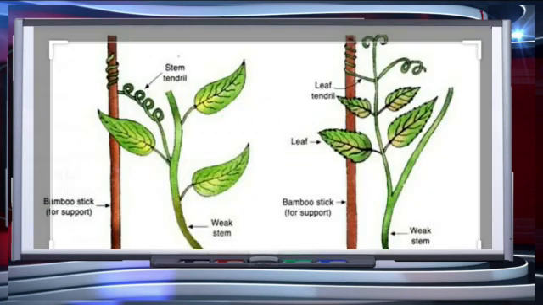This slide shows an example of thigmotropism. When any part of the plant comes in contact with any physical object, it starts growing. So the coiling of a tendril around any support is a good example of thigmotropism.